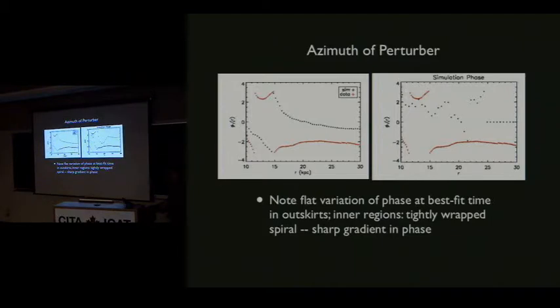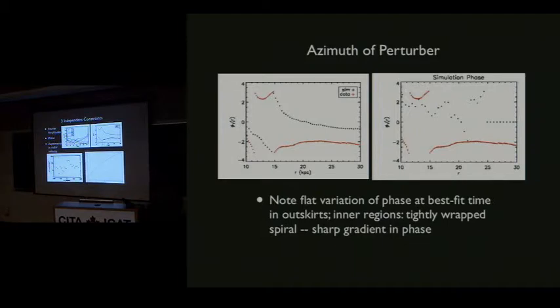Now, a priori, these two constraints, the Fourier amplitudes and the phase, are completely independent of each other. But in a model of an external perturber, they're related. And so the phase also gives you an independent means of constraining the time of encounter. And it turns out that they give you roughly the same time. At the time which best fits the Fourier amplitudes, the phase is flat in the outskirts, which is good evidence for tidal encounter. And you see a sharper gradient in the phase in the inner regions.